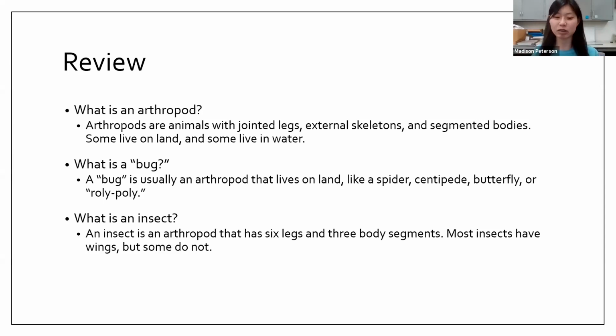So what is an insect? Well, like we said, an insect is an arthropod that has 6 legs and 3 body segments. And most insects have wings, but some do not.